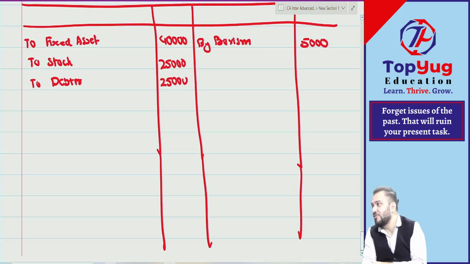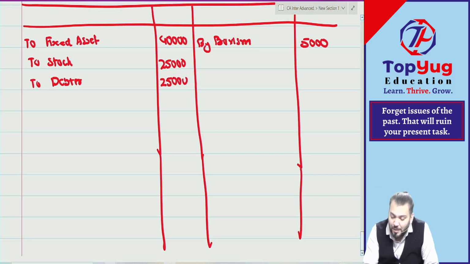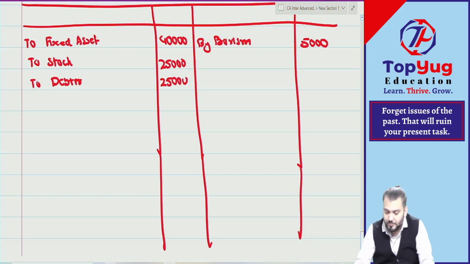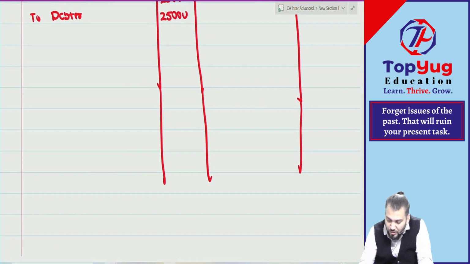What appears is not what is, and what is does not appear. Understood? So this is not a liability. There is no obligation to pay, which means it is not a liability. So whether it requires settlement? No.